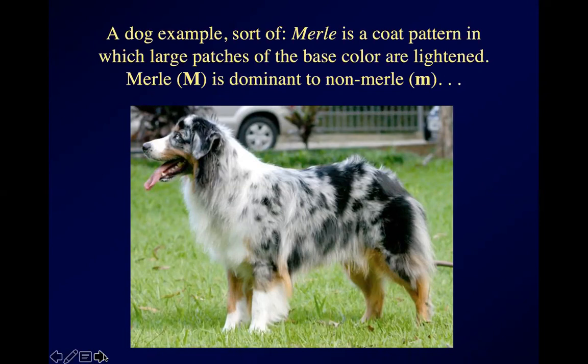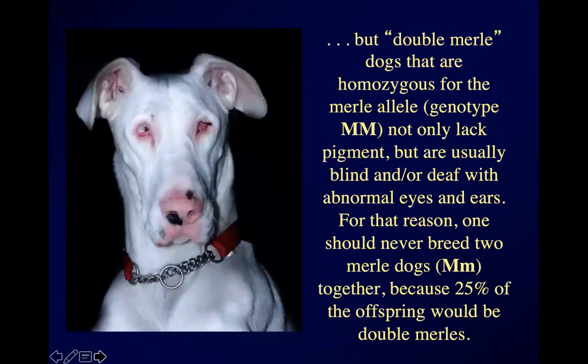That's pretty typical for some breeds of dog. You'll see this pretty frequently. And merle is dominant to non-merle. The problem is that if you have a dog that is homozygous for the merle allele, genotype big M, that dog not only lacks pigment, but usually that dog is going to be blind and/or deaf.